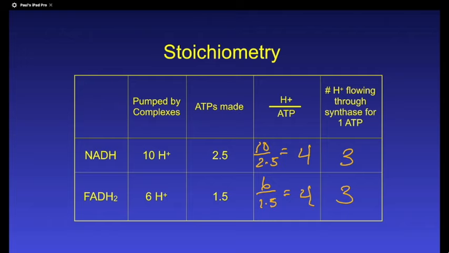Is somebody wrong? Well, 3 is the correct number that has to go through the pump, or through the synthase. And 4 protons are pumped out for every ATP made. And so there is some use of that energy, and here is the use of energy.